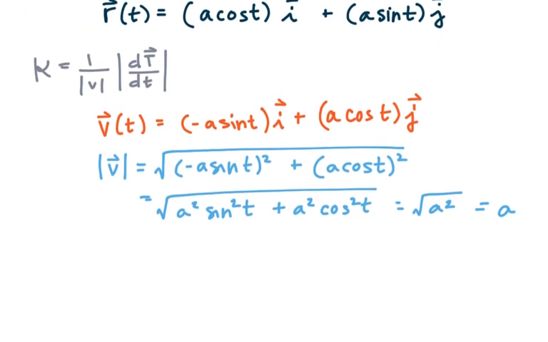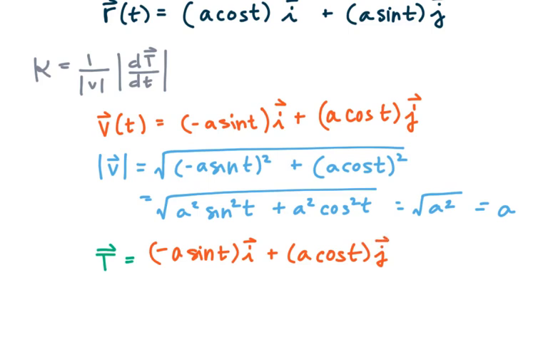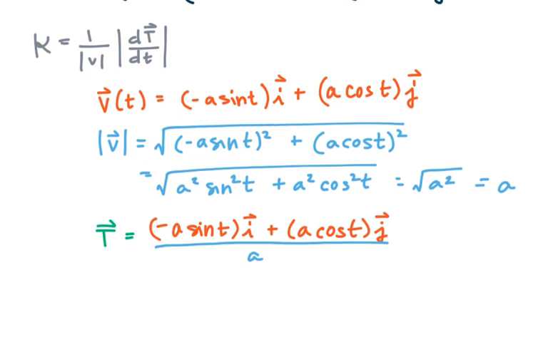So my tangent unit vector, T, that is v divided by a. So v is negative a sine of t i plus a cosine of t j, and we divide that by its magnitude, which is a. So this simplifies. I have T, my tangent unit vector, equals negative sine of t i plus cosine of t j.